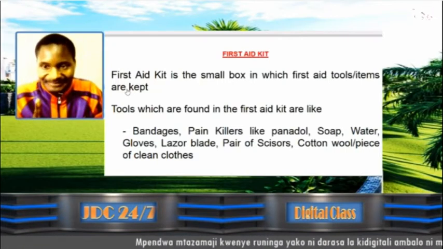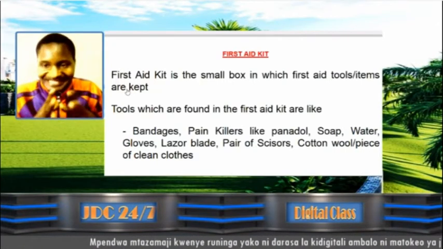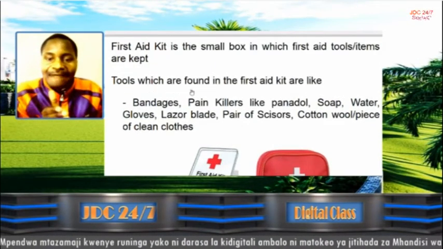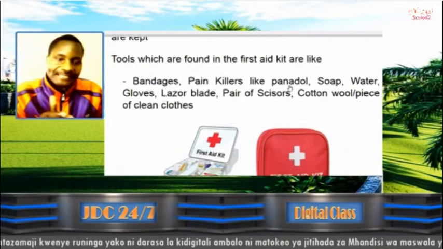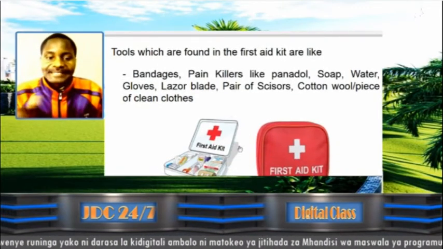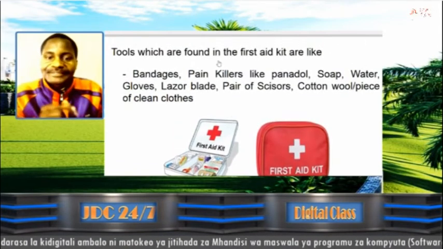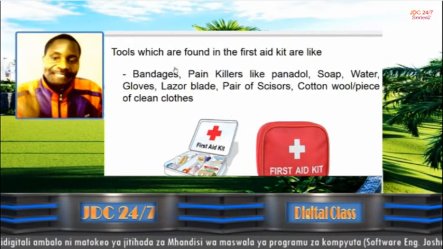Right? Understood? Yes. Now let us come to the tools which are found in the first aid kit. First of all, the first aid kit is like you see here. The tools found in the first aid kit are like bandages.